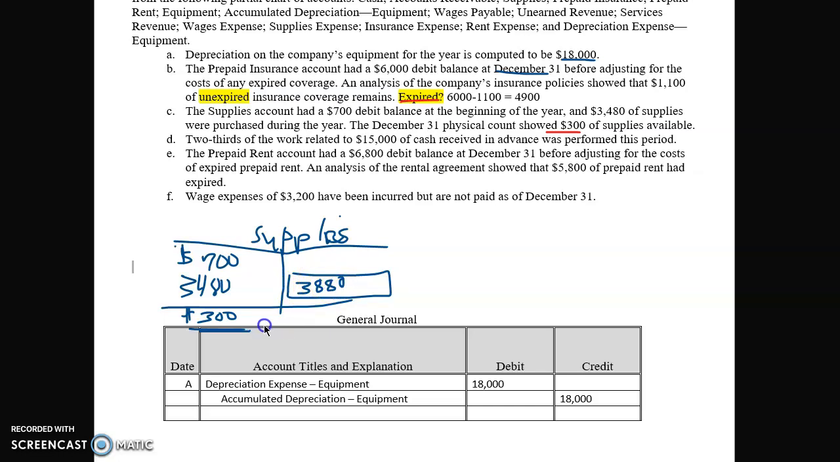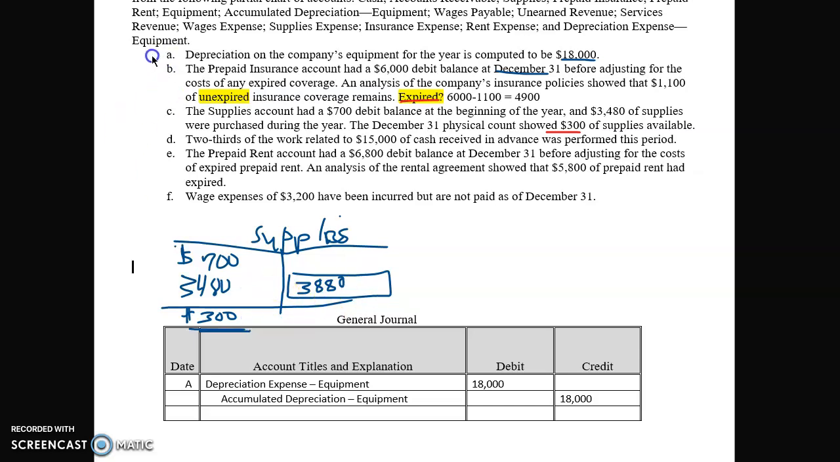All right, so you want to check your work. So what you do is you do 700 plus 3480, just like it says here. Then subtract 3880. And you get 300. So you check your work. You want to make sure you get it right.